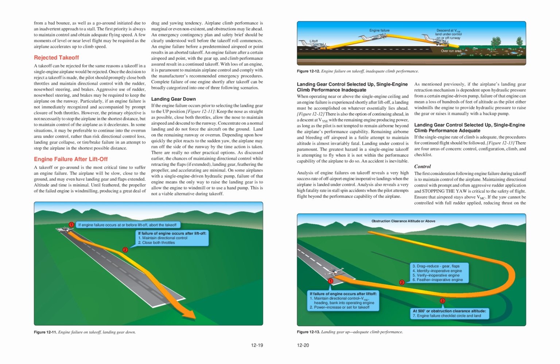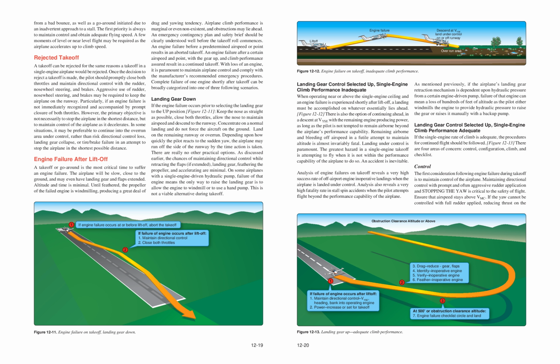Landing gear down. If the engine failure occurs prior to selecting the landing gear to the up position, Figure 12.11, keep the nose as straight as possible, close both throttles, allow the nose to maintain airspeed and descend to the runway. Concentrate on a normal landing and do not force the aircraft on the ground. Land on the remaining runway or overrun. Depending upon how quickly the pilot reacts to the sudden yaw, the airplane may run off the side of the runway by the time action is taken. There are really no other practical options.